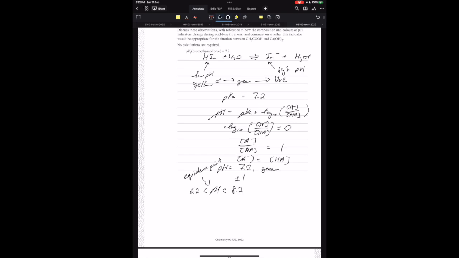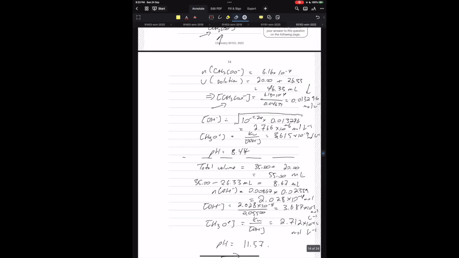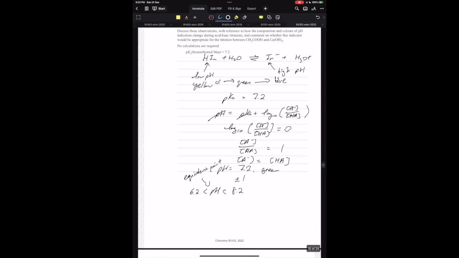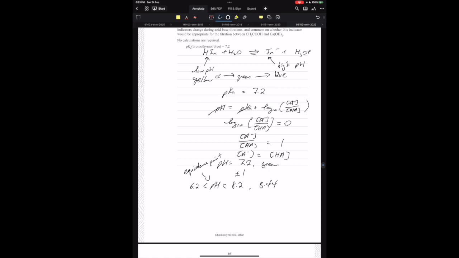But we know what the equivalence point pH is, and we figured it out in this question, and it was 8.44. 8.44 lies beyond this range. It's slightly beyond, and that simply means that bromothymol blue would not be appropriate for this titration. So bromothymol blue is not appropriate.